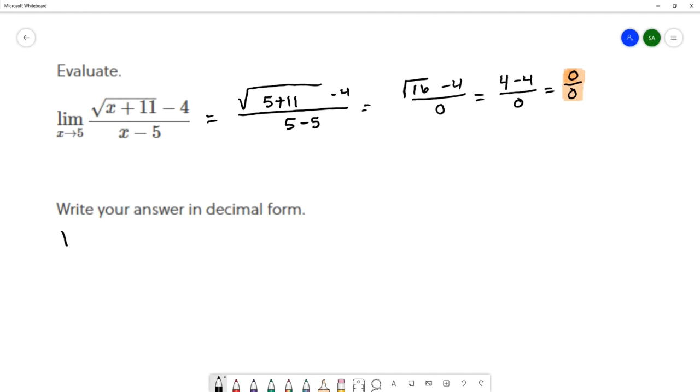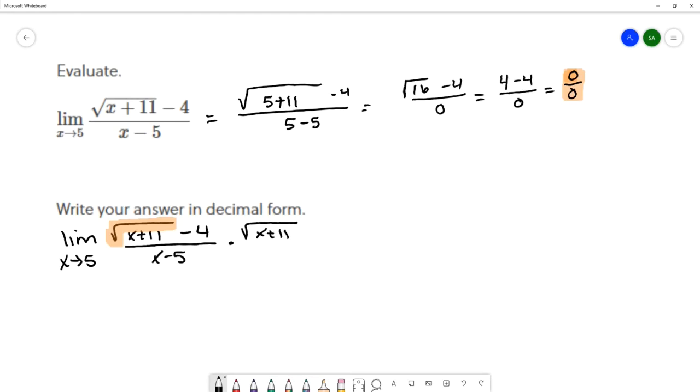So I'm going to rewrite my limit here. The limit as x approaches 5 of (square root of x plus 11 minus 4) over (x minus 5). So the algebra strategy that I'm going to use to simplify this expression is going to be to rationalize. So this radical is my clue to use that method of rationalizing. So I'm going to multiply by the conjugate of the numerator.